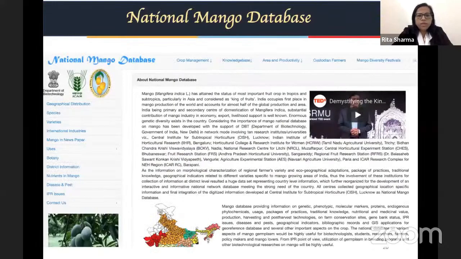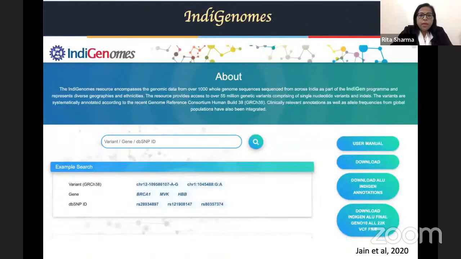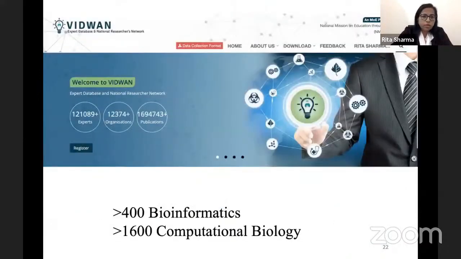Some very beautiful examples in our country where these network projects have been very successful are the National Mango Database, where a lot of institutes came together to develop a mango database, mango being one of the most important fruit crops in our country. Then we have the IndiGen genomes project, led by researchers at IGIB and CSIR with, I think, 16 or 17 different institutes, to sequence more than 1,000 Indian human genomes so that there could be a representation of Indian genomes as well. They have constructed a database to make it freely available for others to extend this research.